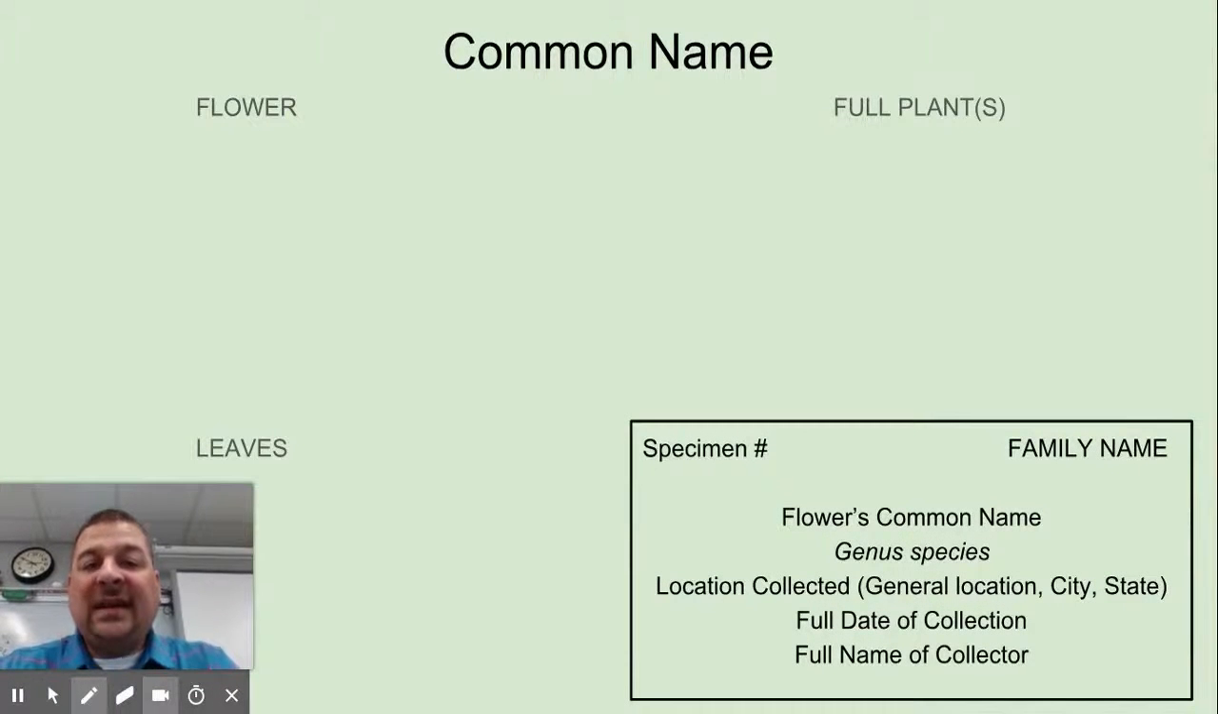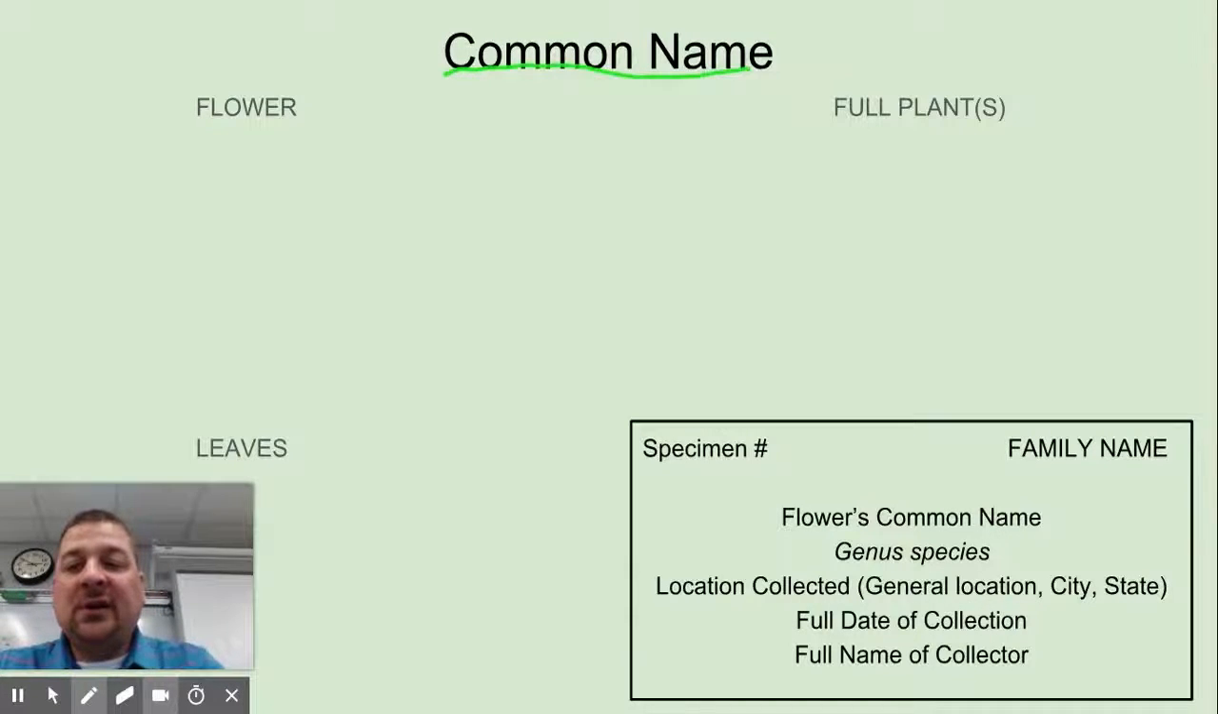Okay, next we want to take a look at, once we identify our flower, how do we organize our data slides for each flower? I have shared with you this Google Slides set here, with a bunch of blank templates. You're going to put the common name of the flower at the top, and I'll show you an example here in a second.